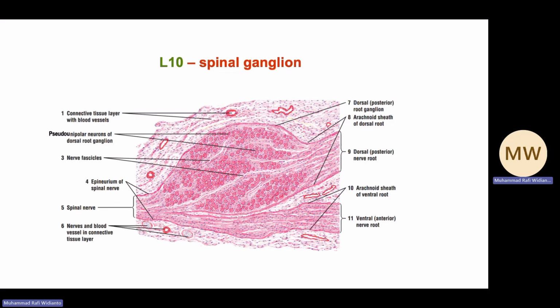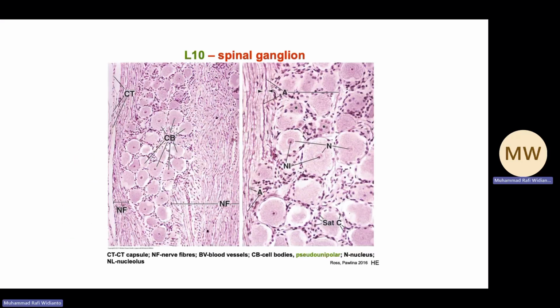So you can also see the pseudounipolar neurons of the dorsal root ganglia, and you can also see the epineurium of the spinal nerve, and also the connective tissue layer with the blood vessels. And then in this slide, we can also see clearly the cell bodies. Again, very important that they are unipolar neurons in spinal ganglion.